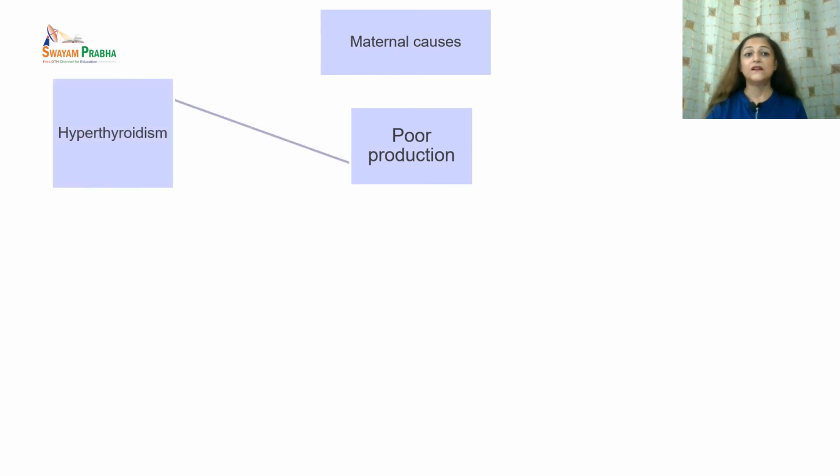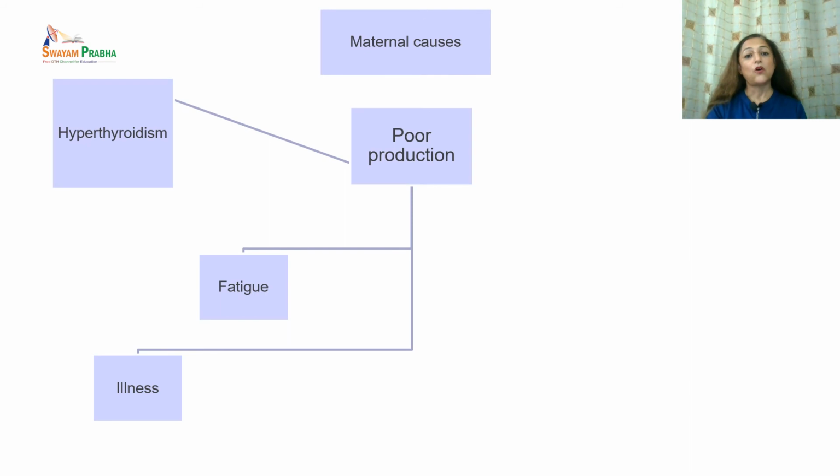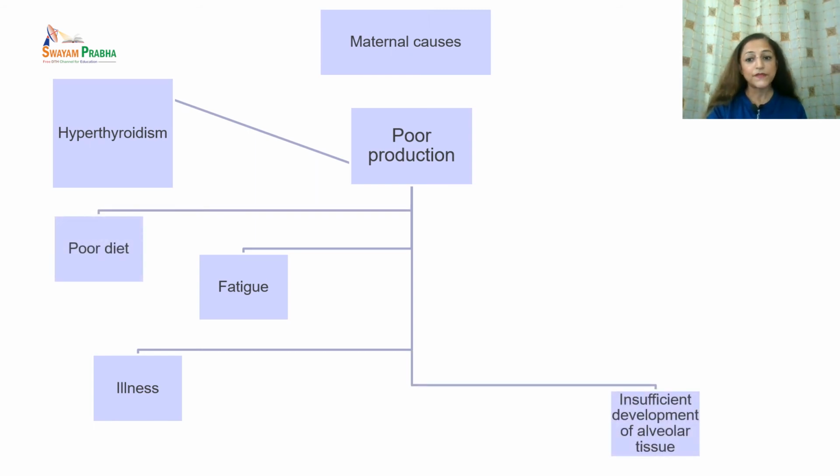The first reason could be hyperthyroidism of the mother, because of hormonal imbalance, or illness of any kind of the mother, or if the mother is experiencing fatigue which is more than normal, or her diet is poor, or there is insufficient development of alveolar tissue of the breast. So there are not enough tissues to produce the required amount of milk.